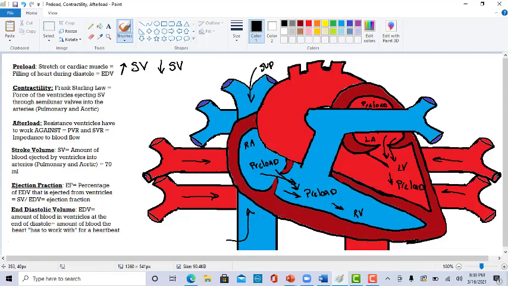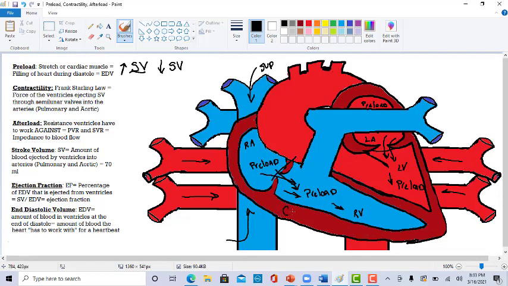Those are directly related. So if you increase your preload, you're increasing the stretch of the cardiac muscles, you're increasing the filling of the heart, you're increasing the end diastolic volume, so you'd be increasing your stroke volume. If you decrease preload, any of those components, you'll decrease your stroke volume. So as your cardiac muscle stretches, it's getting ready to go into systole. Those AV valves are going to slam shut, making that lub noise, just tying it all together.